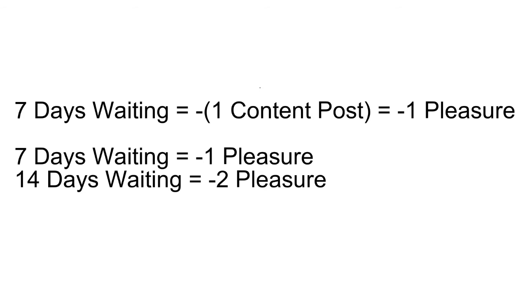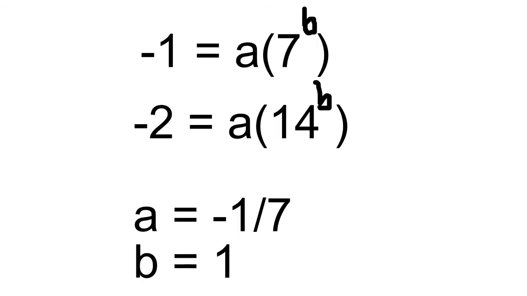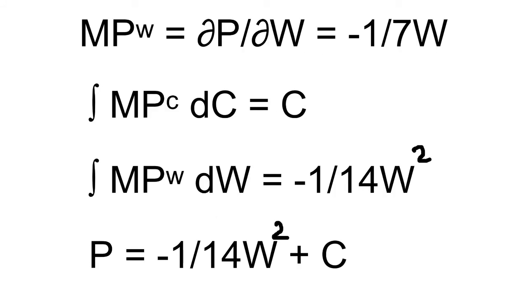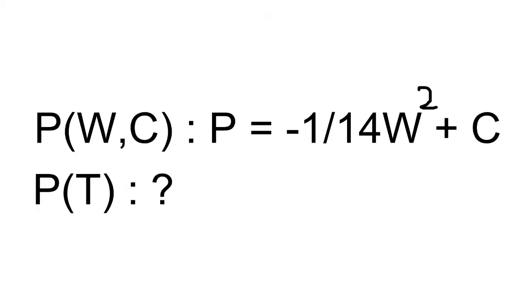We can take 7 days and 14 days as inputs for waiting and plug them into the function representing my change in pleasure with respect to waiting. And then we can solve for that function. Now, having these marginal pleasure functions, these are partial derivatives, and we can integrate them, and their sum will give us my pleasure function. As we are interested in optimizing time, we want to represent the pleasure function in terms of time. So let's represent content and waiting in terms of time.